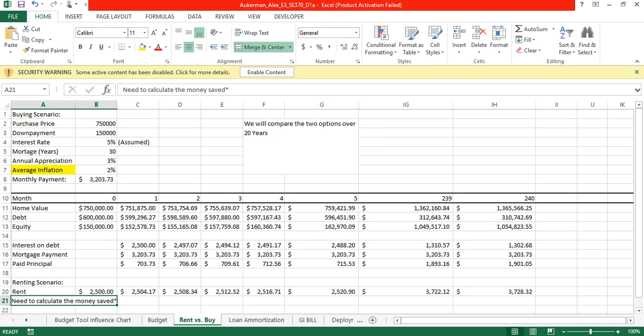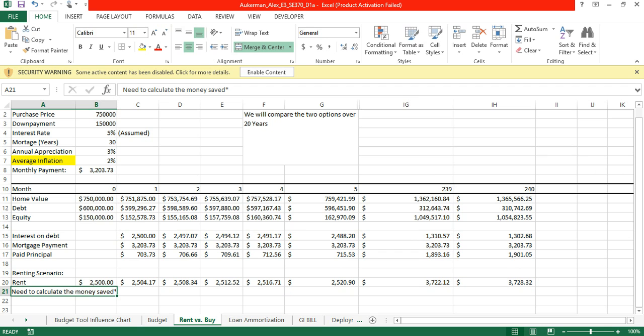We made some assumptions, and then we came up with the rent, and then did the same thing where we used the average inflation to calculate the monthly payment that they're making. But we're still going to need to go back and calculate how much money they save at this time that can be used for other things, with their ability to not make a $150,000 down payment in this situation.